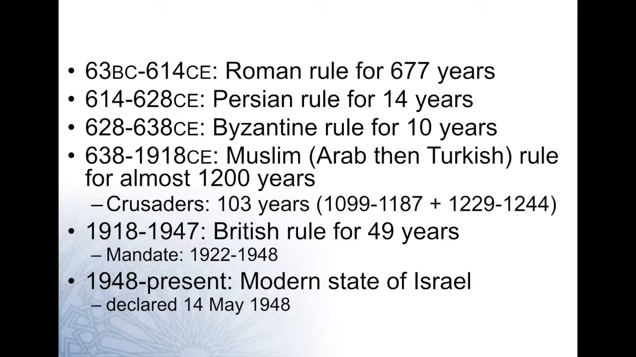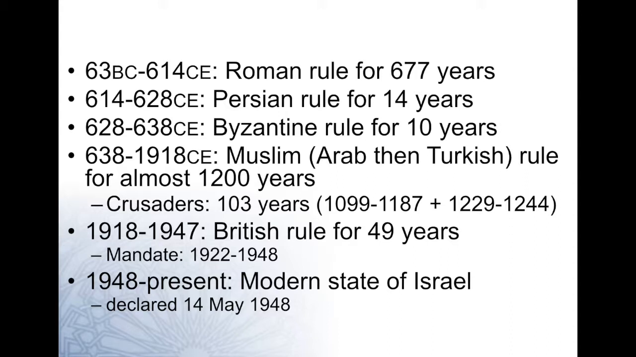Moving forward, we have the Romans ruling for 677 years, and this is now corresponding with the time of Jesus. Then after the fall of the Romans, well, they were defeated by the Persians. The Persians came back in for 14 years. Then the Byzantine defeated them, or the Eastern Roman Empire defeated the Persians, and they ruled for another 10 years. And then we come to the period in 638. This is the period of Arab Muslim rule.